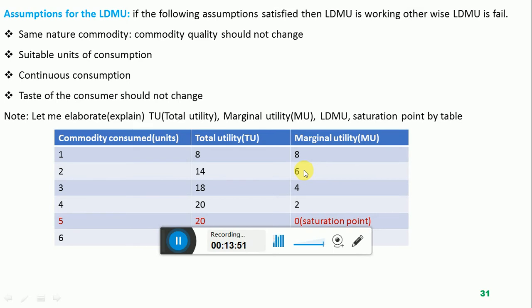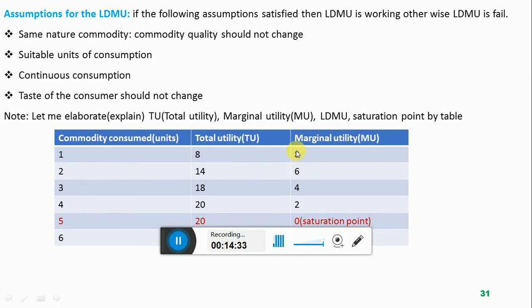So total utility, as we define it, is the satisfaction of the last unit consumed. Suppose the last unit consumed is the second apple, and total utility is 14. But when the consumer ate the first, the total utility was 8 and marginal was 8. As he consumed the second, total utility increased from 8 to 14, increased by 6 utils. This 6 utility was provided by the second apple. The first apple provided 8 utils. Total is 8 plus 6, 14.